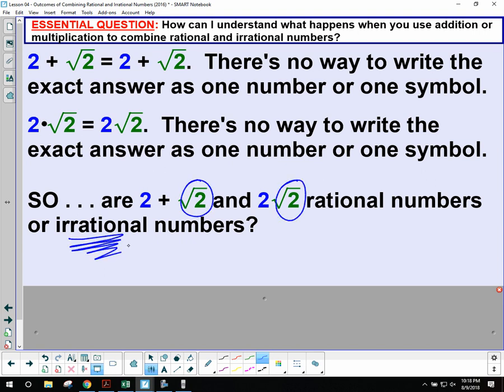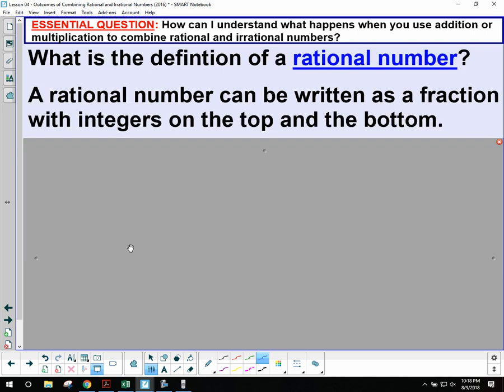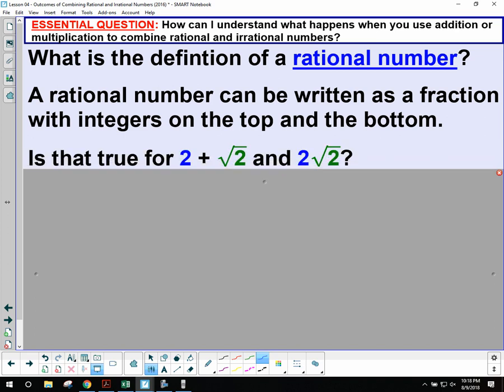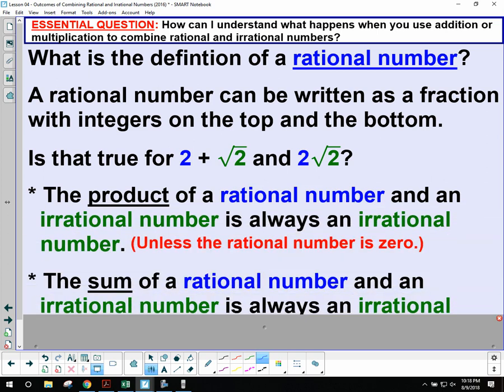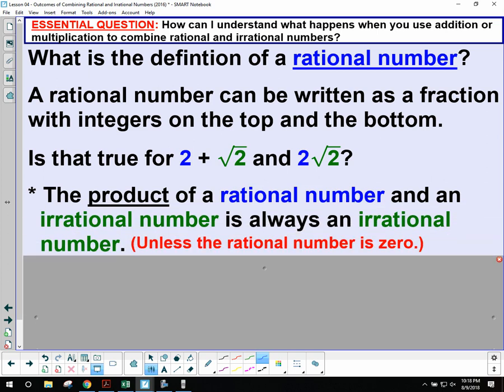So, what is the definition of a rational number? Again, a rational number can be written as a fraction with integers on top and the bottom. Is that true for 2 plus root 2 and 2 root 2? The product of a rational number and an irrational number is always irrational, unless the rational number is 0, obviously, because anything times 0 is going to be 0. And again, these guys are going to be irrational.